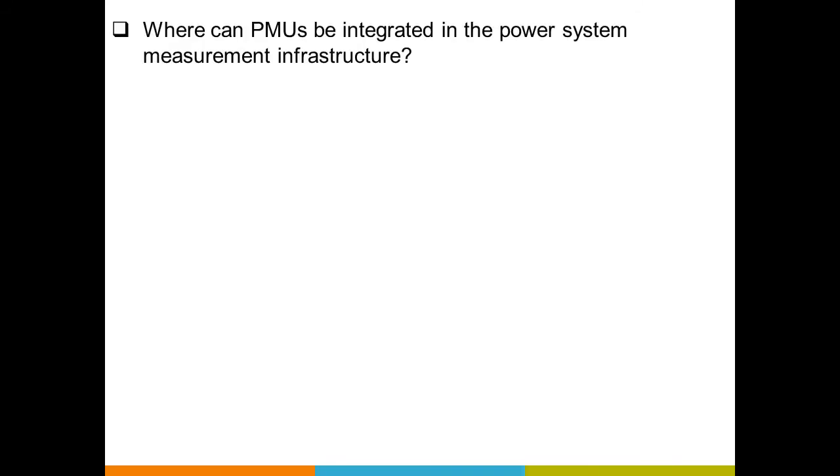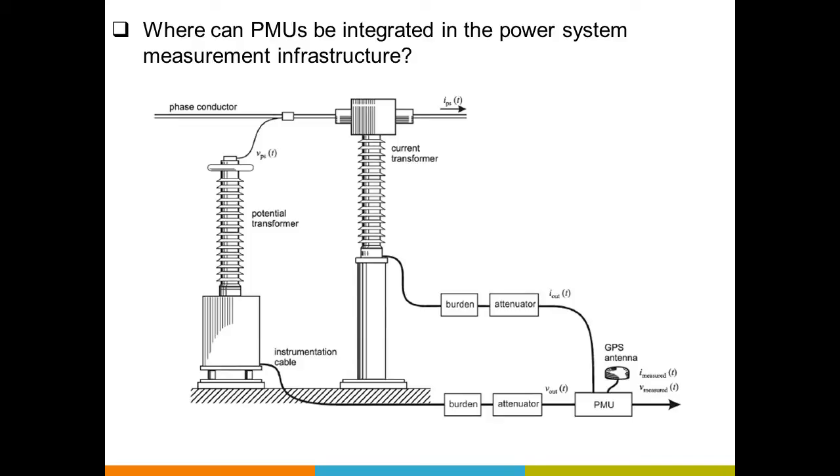Now let's look at how the PMUs can be integrated in the power system measurement infrastructure. We can see the figure which shows the current transformers and the potential transformers which are there in the substations. These send the current and voltage signals to the PMU, which is placed at the output of these CTs and PTs. The PMU gets these voltage and current signals, and it also gets the time synchronizing or reference time signal from the global positioning satellite through the GPS antenna.